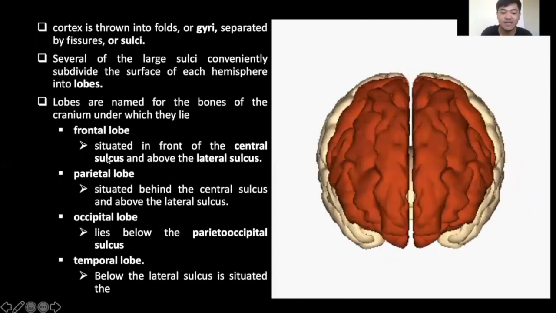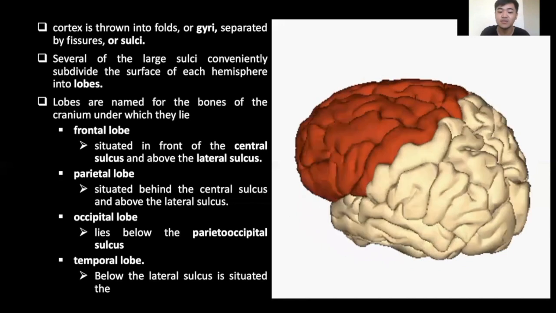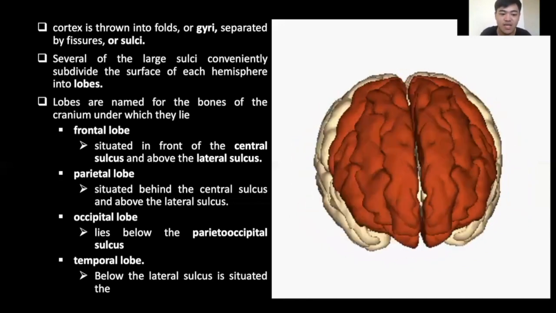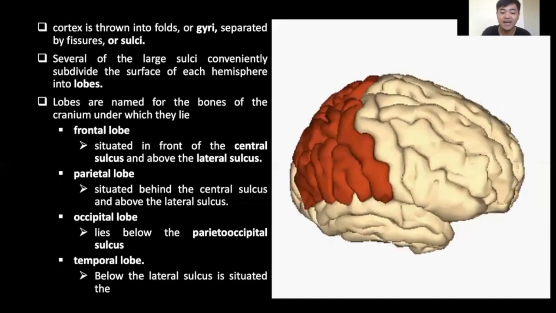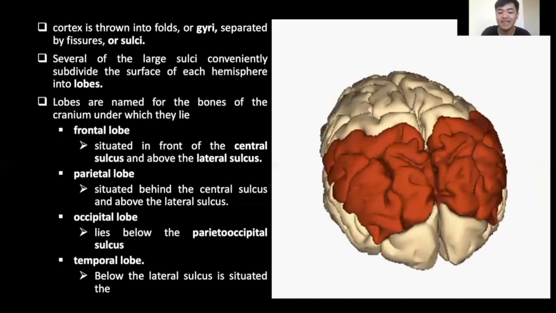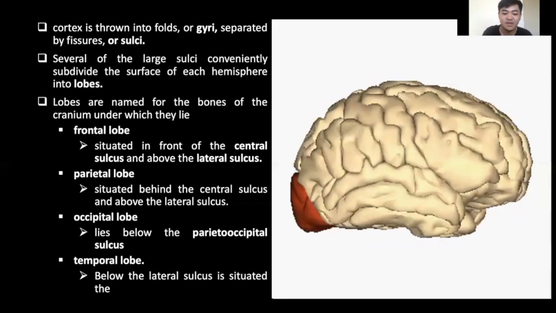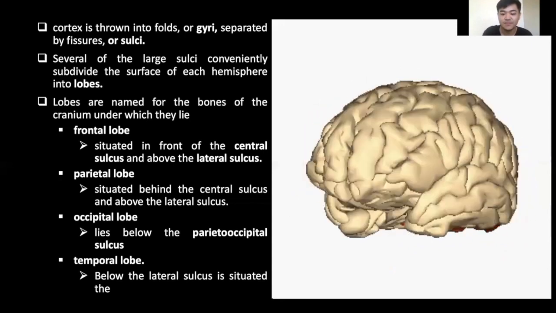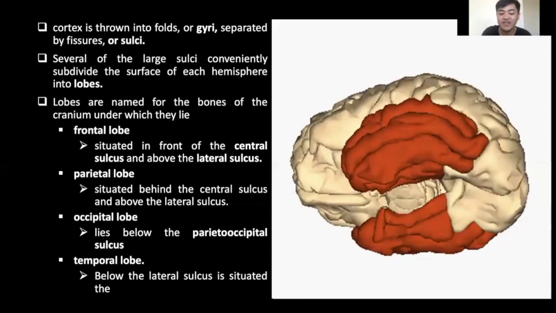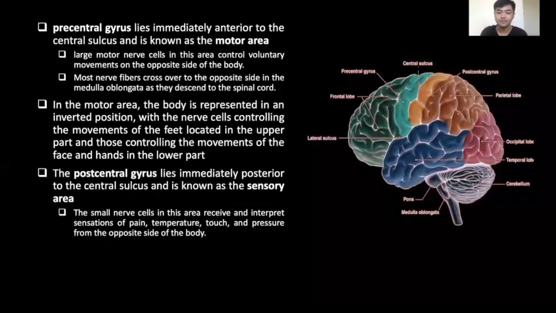So we have the frontal lobe situated in front of the central sulcus and above the lateral sulcus. And then we also have the parietal lobe situated behind the central sulcus and above the lateral sulcus. We also have the occipital lobe, which lies below the parieto-occipital sulcus. And then lastly, we have the temporal lobe. It is below the lateral sulcus.